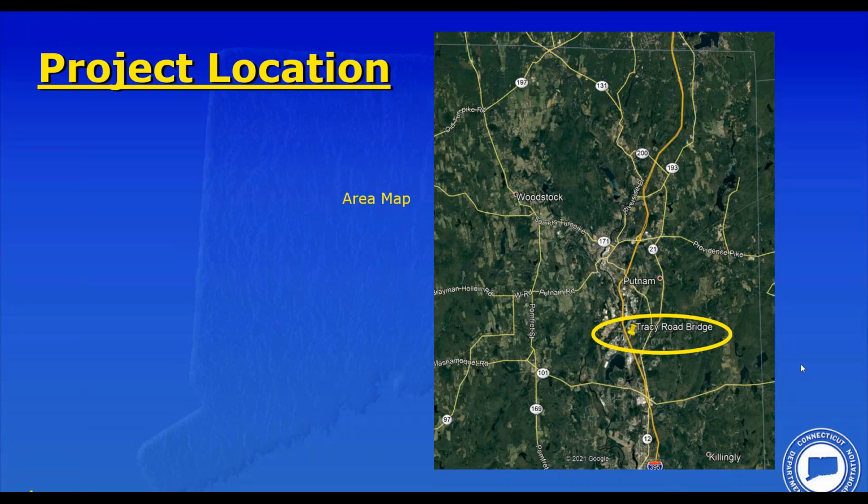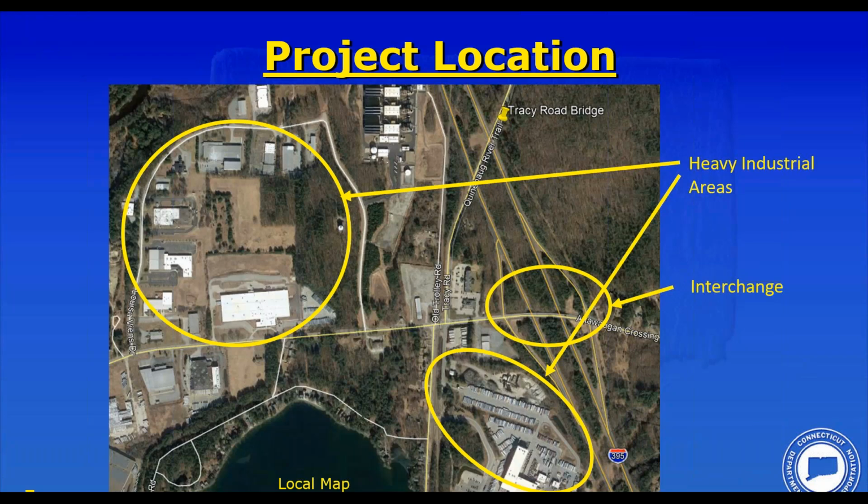We refer to this part of Connecticut as the quiet corner for a good reason. It tends to have lower traffic volumes and more rural communities, farming communities, and such. But near this particular bridge, the bridge is located right here. Tracy Road is right there. And we have an industrial park.